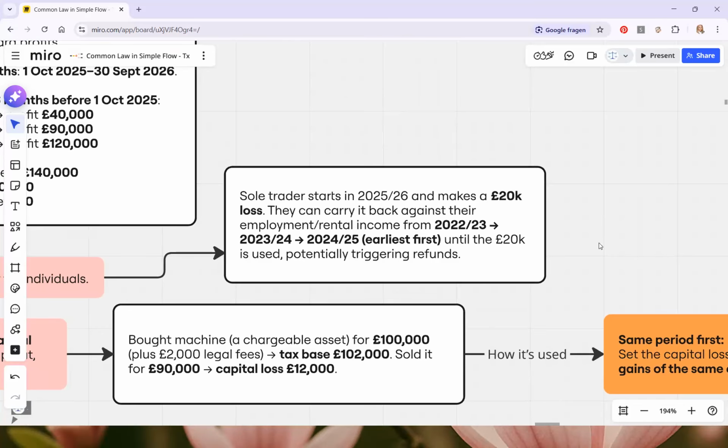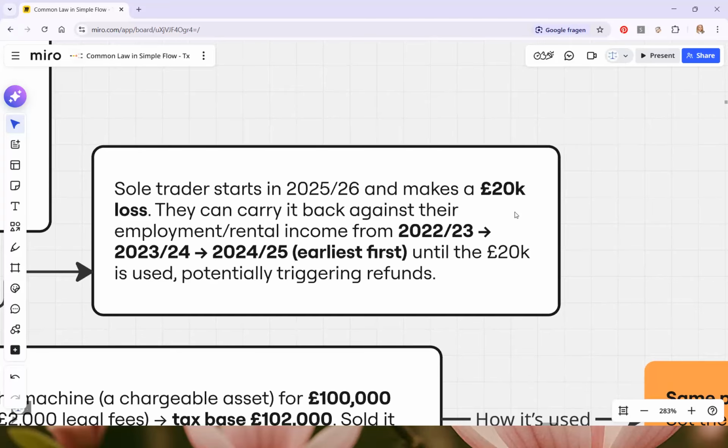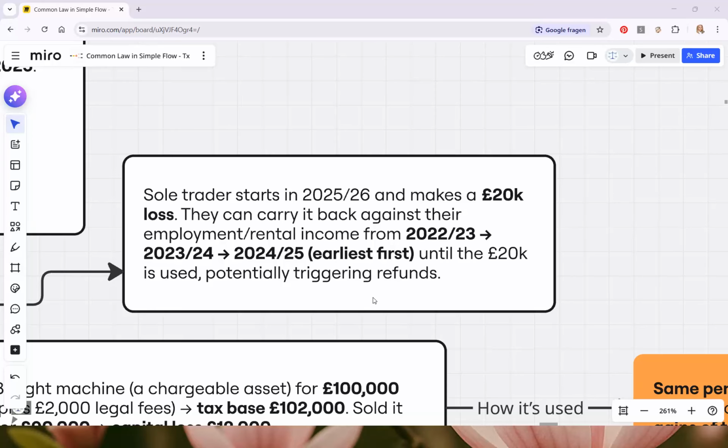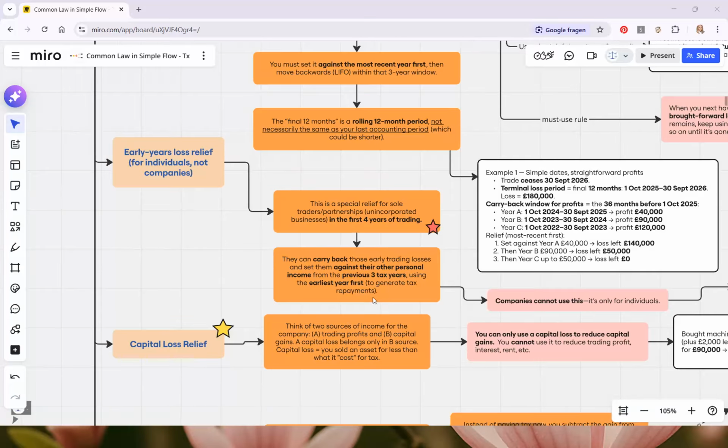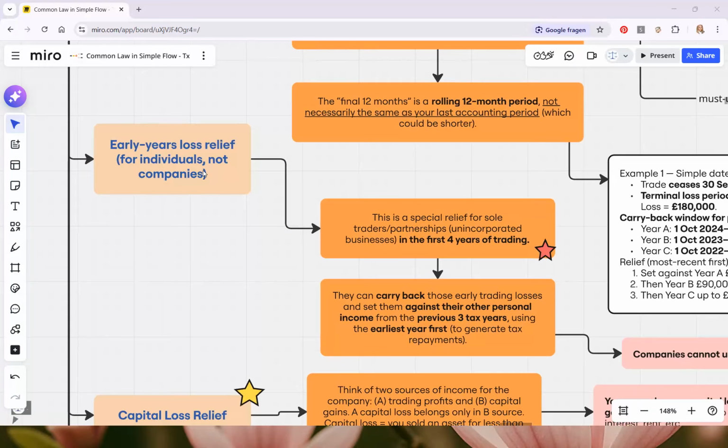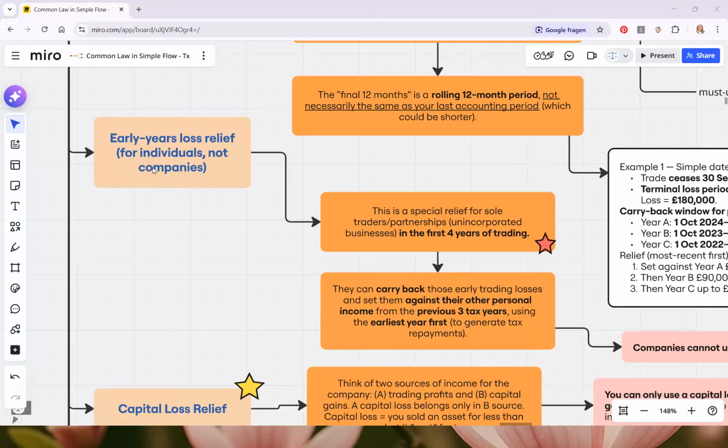So the sole trader starts in 2025-26 and makes a 20K loss. They can carry it back against their employment and rental income from 22-23, 23-24, and 24-25, earliest first, until the 20K is used, potentially triggering refunds. So that's all about the early years loss relief, which is only for individuals but not companies.